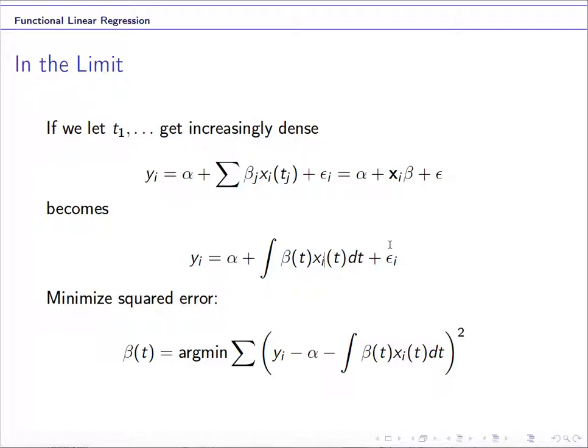To simplify our problem, we assume epsilon i has mean zero and variance sigma squared. Then we can estimate these two parameters, alpha and beta of t, by the mean squared errors. So we minimize the summation of the squares of yi minus alpha minus the integral of beta of t xi of t dt. Any questions? Is this clear?